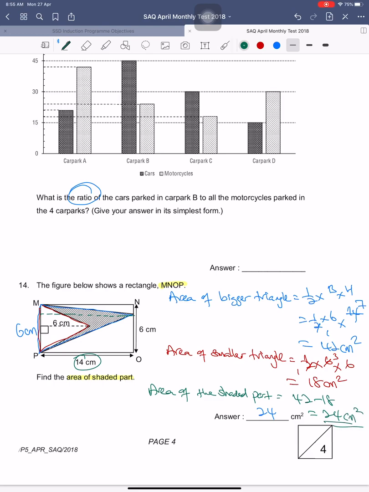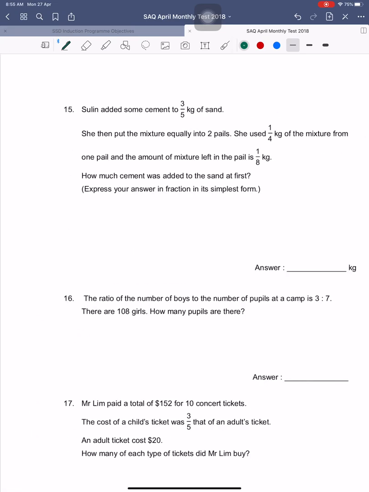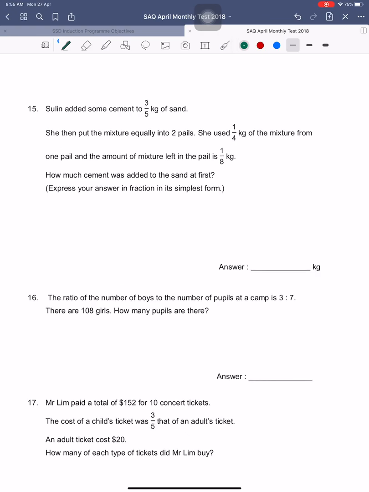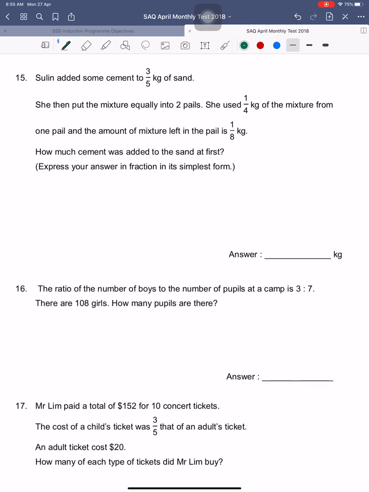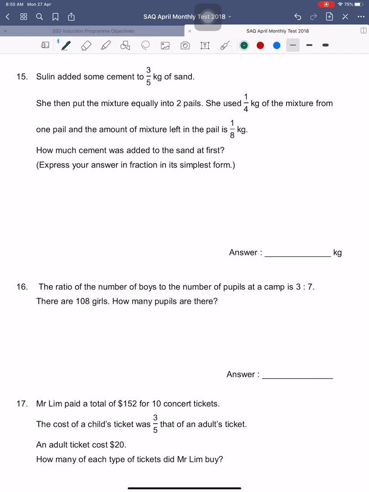Okay, so the answer is 24 square cm. Okay, so let's get to question 15. Question 15: Suling added some cement, which we do not know, we're supposed to find out, to 3/5 kg of sand. So basically she added some cement plus 3/5 kg of sand.